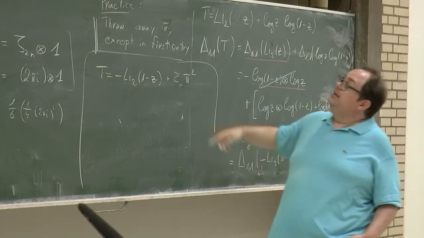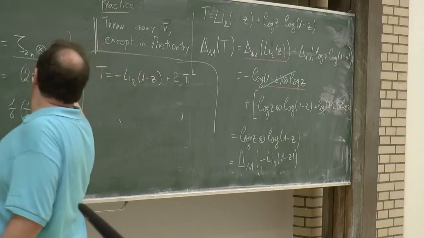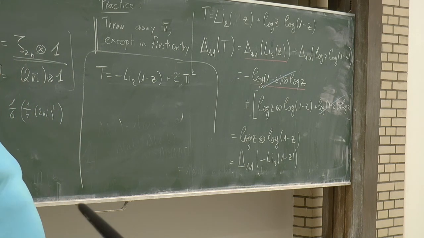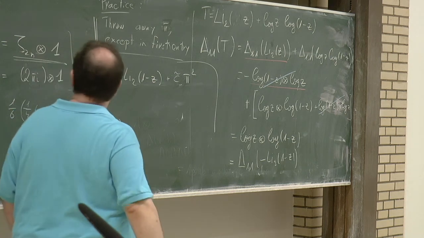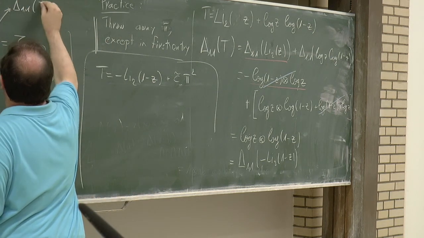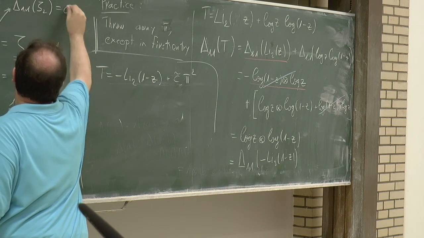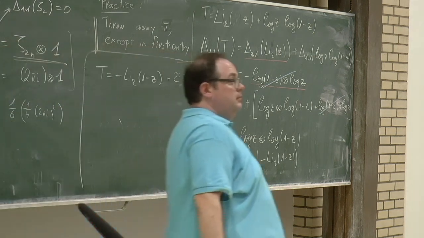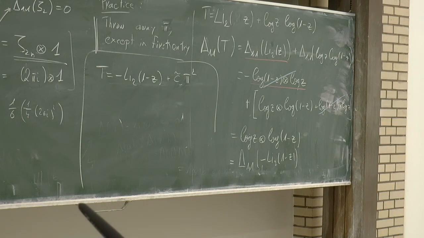Because that is something that I don't decompose. It just goes to itself tensor 1. So that means that delta 1,1 of zeta 2, or pi squared, is 0. Delta 1,1 would have weight 1 in each slot.